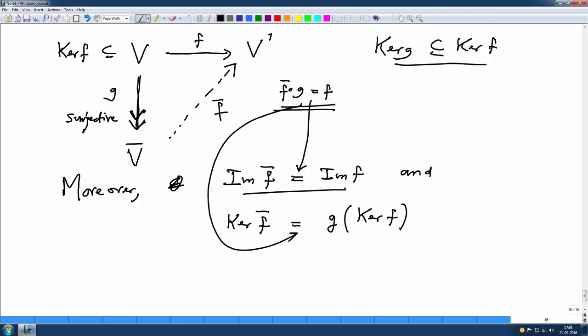So, this method of inducing, passing a map from an original vector space to the quotient space, is a very nice process. It keeps track of the image, kernels, etc., and also the dimension drops. So, I will stop here.